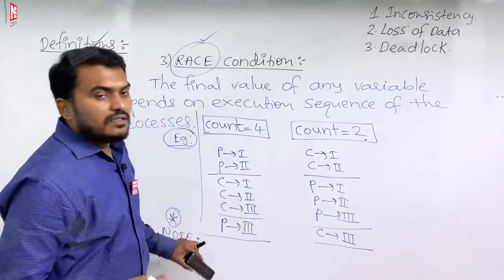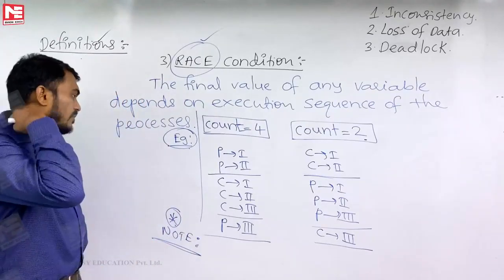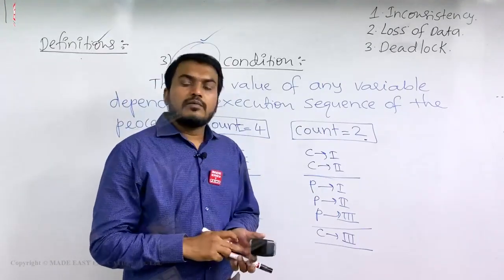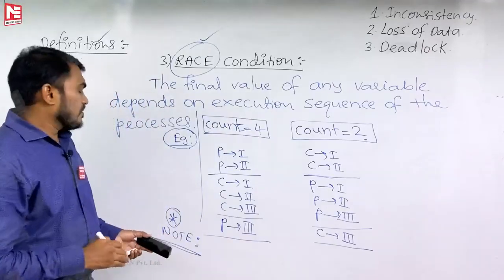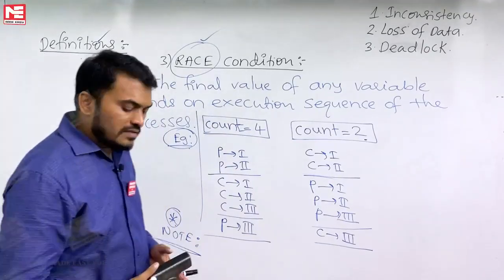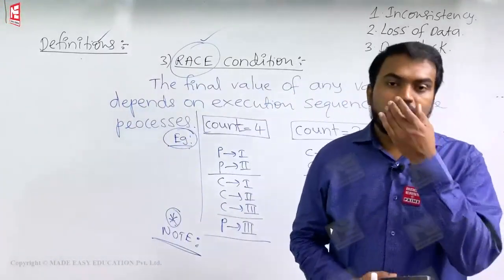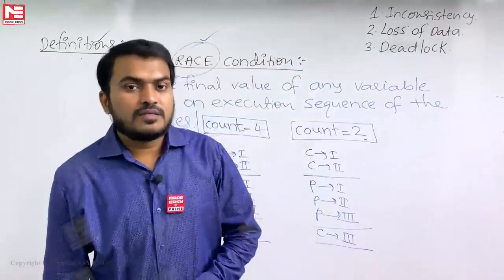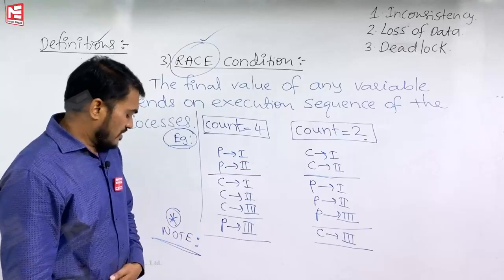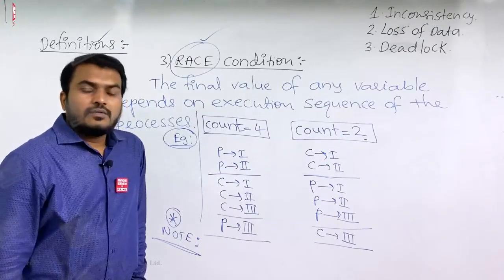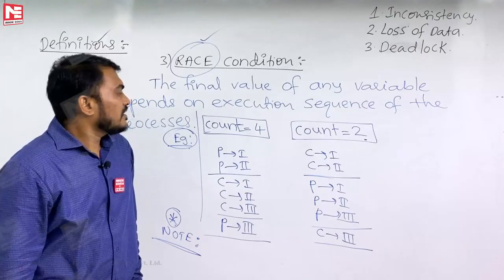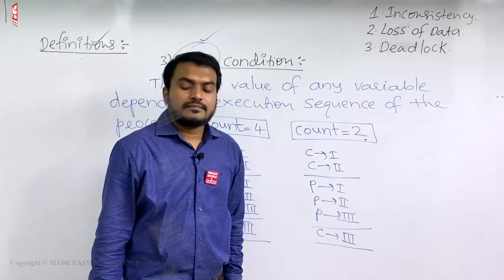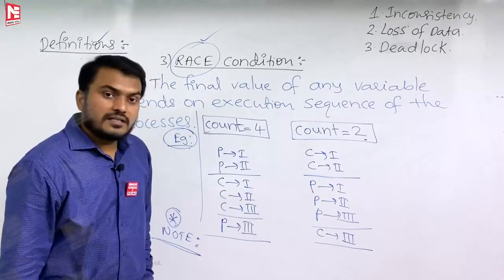Note down: to avoid the problem of race condition, only one process should be present inside the critical section at any point of time.